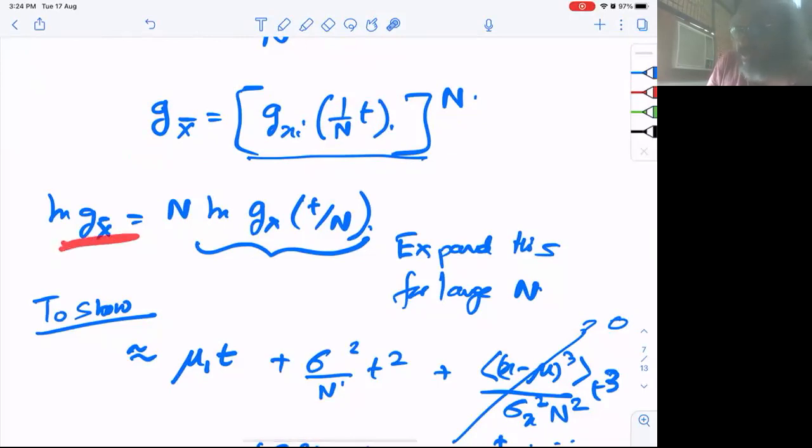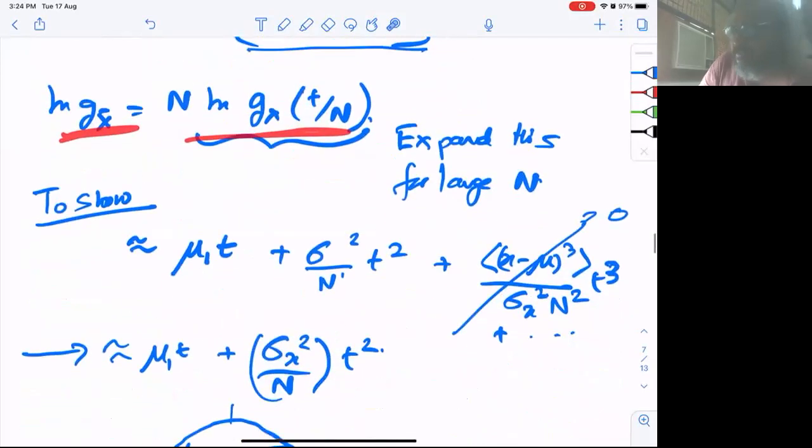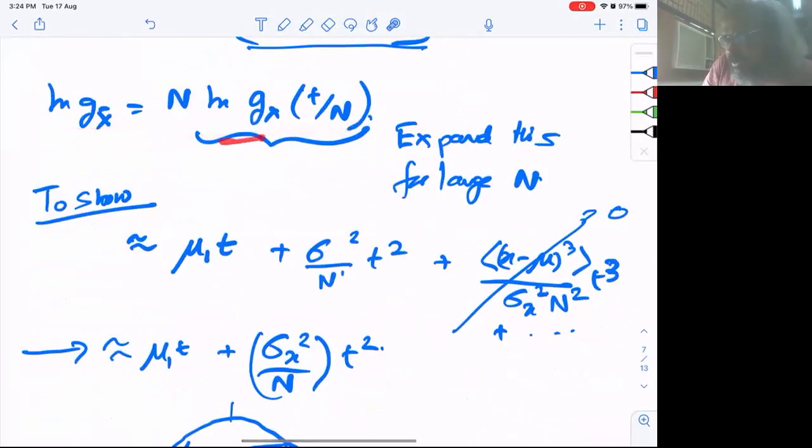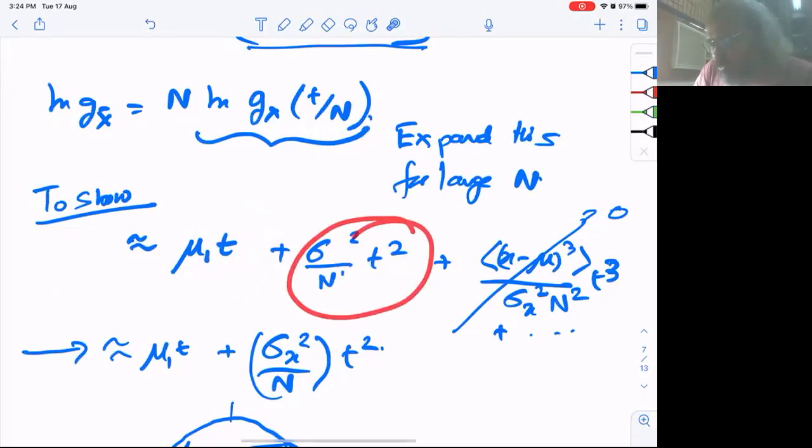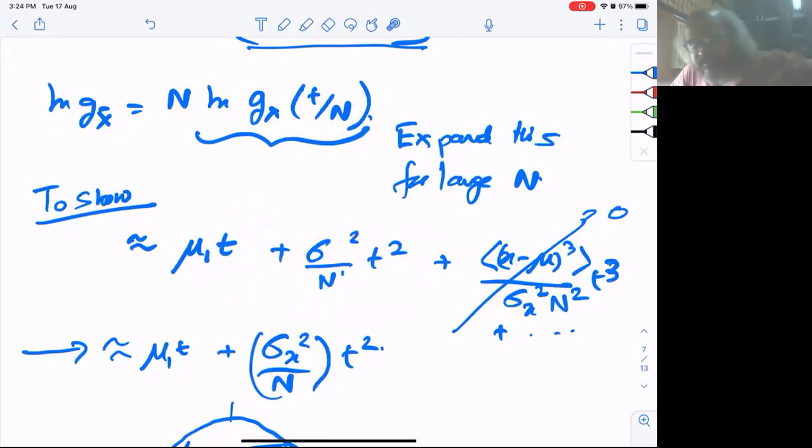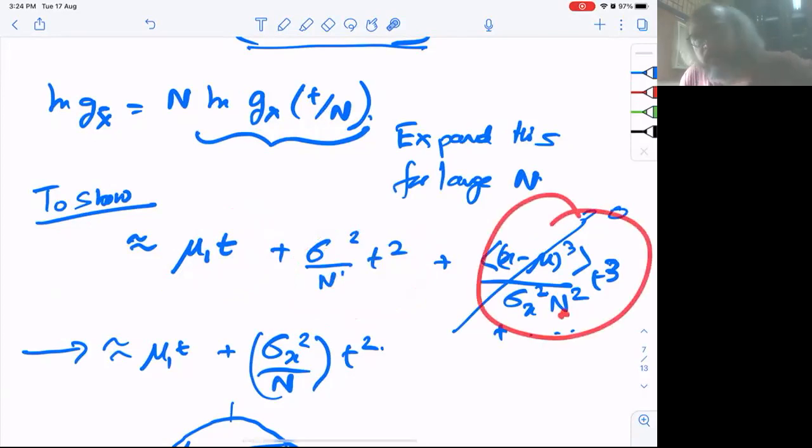So when you take the log on both sides and you expand this log for 1 over n, you find that the first term is just the first moment times t. That is what you would expect. The second moment goes as sigma square over n, exactly the result we had just now, times t square. The third moment goes as 1 over n square.